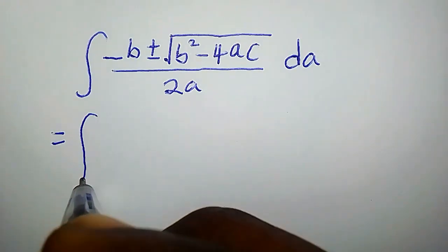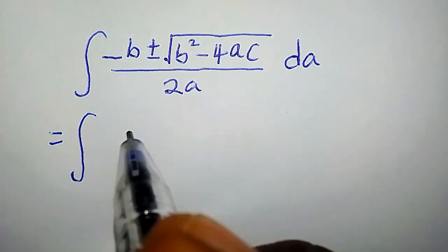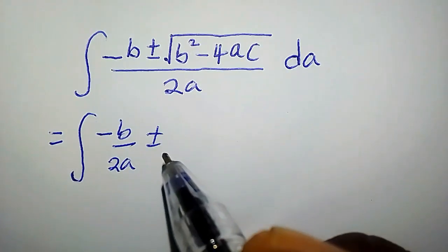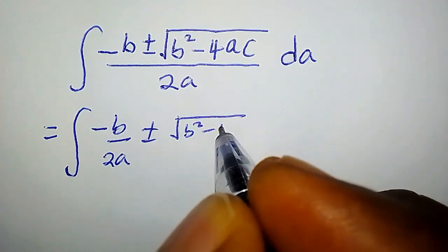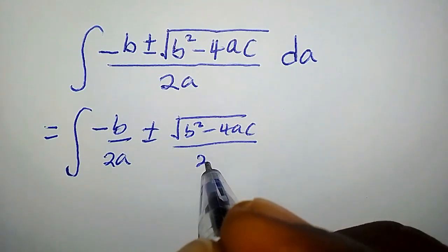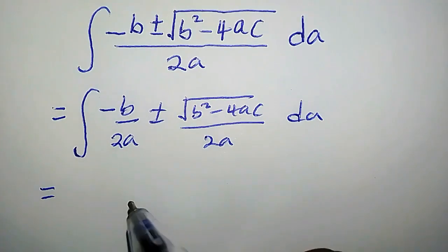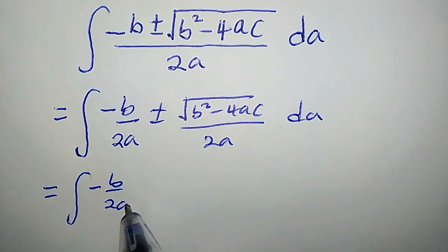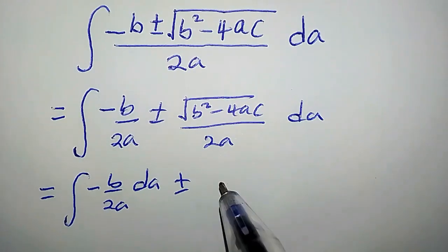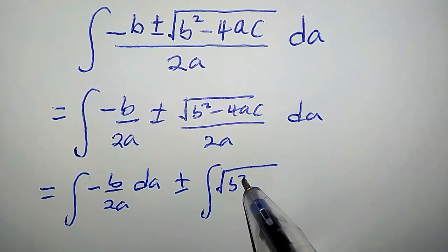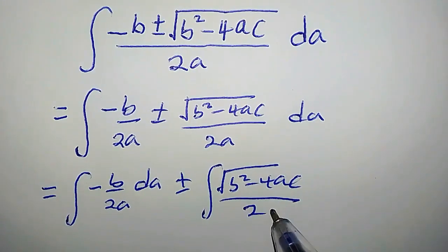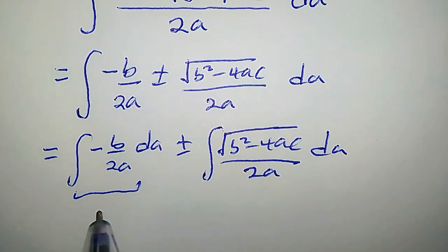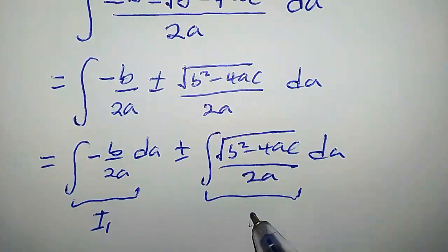This is equal to the integral of, by the law of additivity, we can write this as minus b over 2a plus or minus square root of b squared minus 4ac divided by 2a dA. We can also rewrite this as the integral of minus b over 2a dA plus or minus the integral of square root of b squared minus 4ac over 2a dA. Let's now integrate it one by one. Let's call this I1 and this I2.